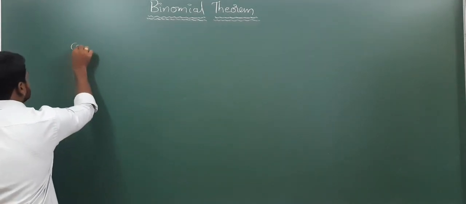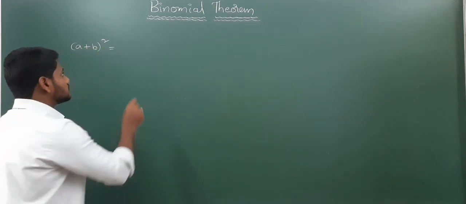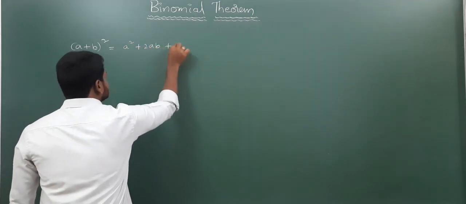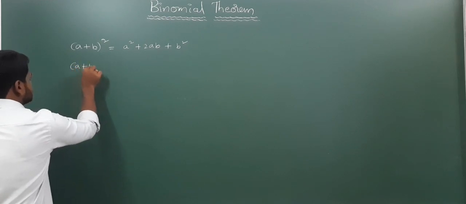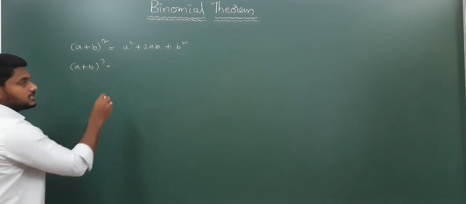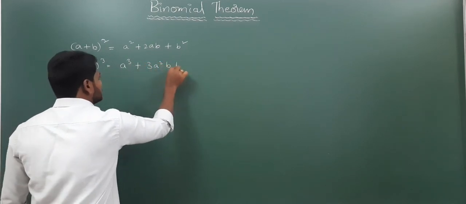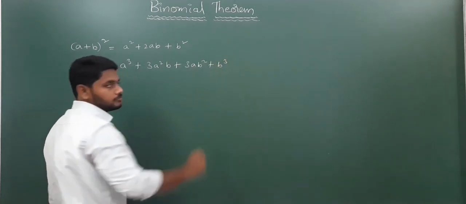Actually, this concept will start from some basic concepts. For example, you know the formula of (a plus b) whole square. What was the expansion of this (a plus b) whole square? You know that this is a square plus 2ab plus b square, and also you know the expansion of (a plus b) whole cube, right? That is a cube plus 3a square b plus 3ab square plus b cube.